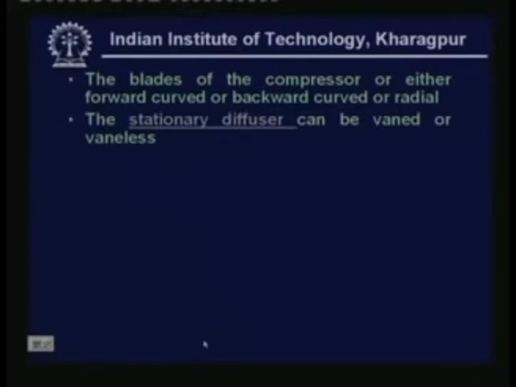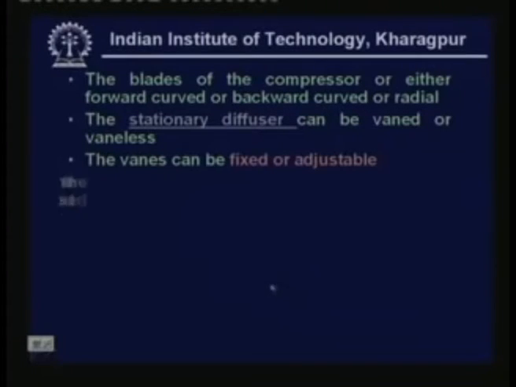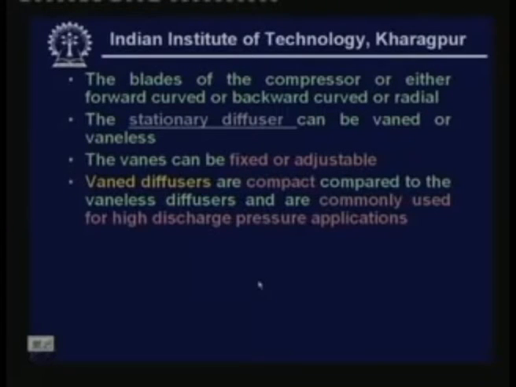So coming back to the diffusers, as I said, the diffuser can be vaned or vaneless, and vanes can be fixed or adjustable. Vane diffusers are compact compared to the vaneless diffusers and are commonly used for high discharge pressure applications. The size of compressors using vane diffusers will be smaller, and generally they are used for high discharge pressure applications. That is the advantage of vane diffusers.